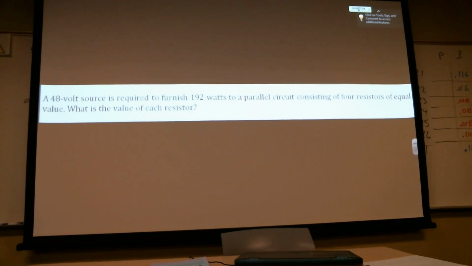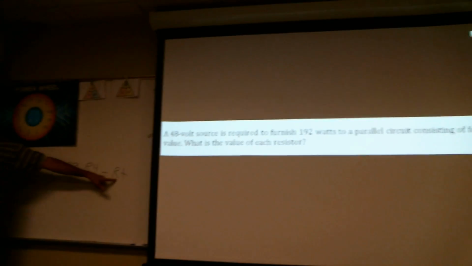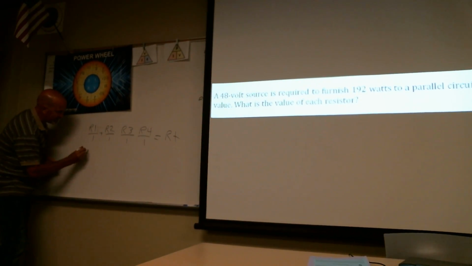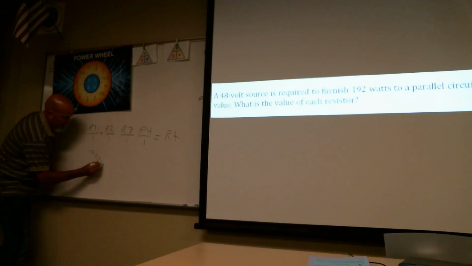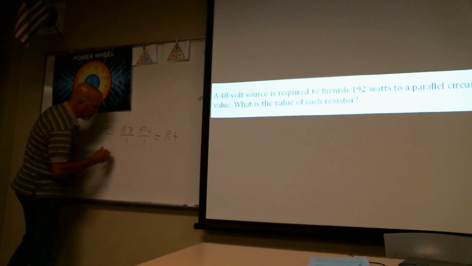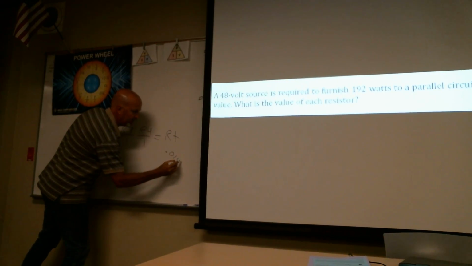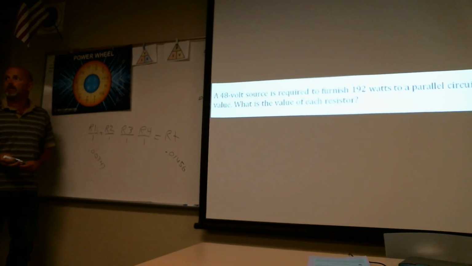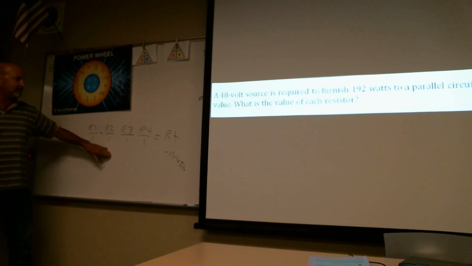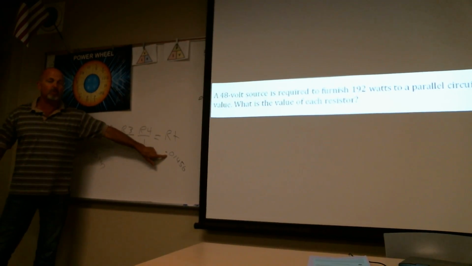Okay, let's look at the same problem the way we normally have been looking at problems. We've got resistor 1, 1 over x plus 1 over x plus 1 over x plus 1 over x gives us a resistance total. When we do that 1 over x, it gives us a decimal for each of these. And then we do plus, plus, plus, and it gives us another decimal. So this decimal plus that decimal plus that decimal plus that decimal equals this decimal.